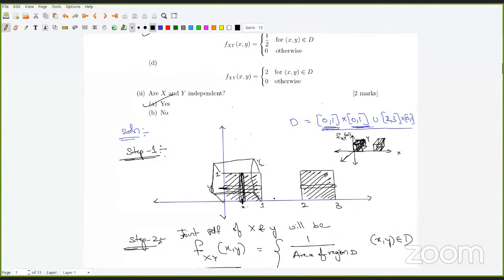If you vary x and the support of y changes, meaning the values that y takes change, then they are dependent. If the values that y takes are independent of the value x takes, then they are independent. Here also the same thing happens. Whatever x I take between 0 to 1 or from 2 to 3, my y can take any value between 0 to 1, independent of x. And for y also the same thing.